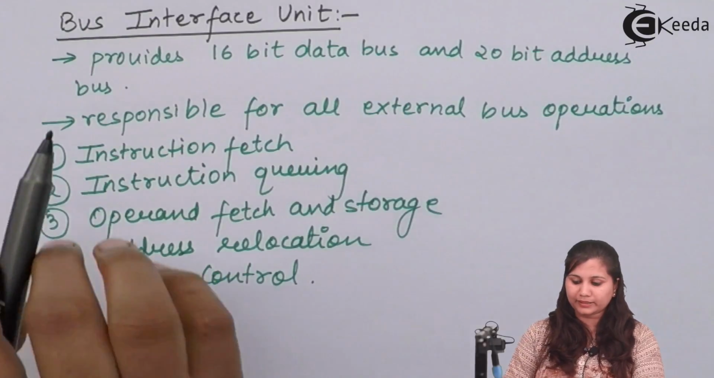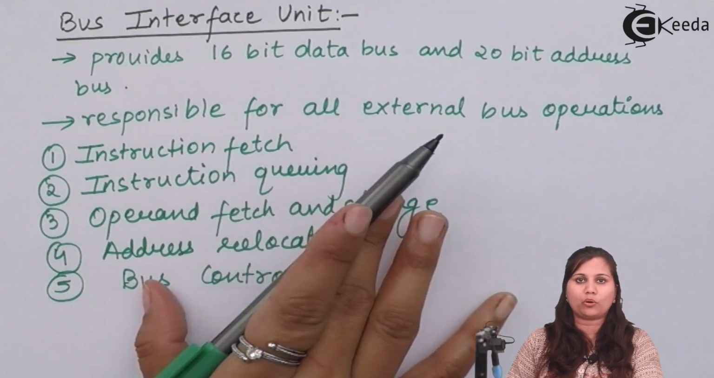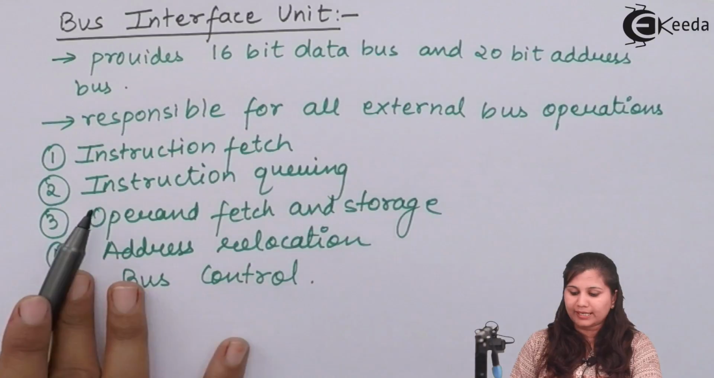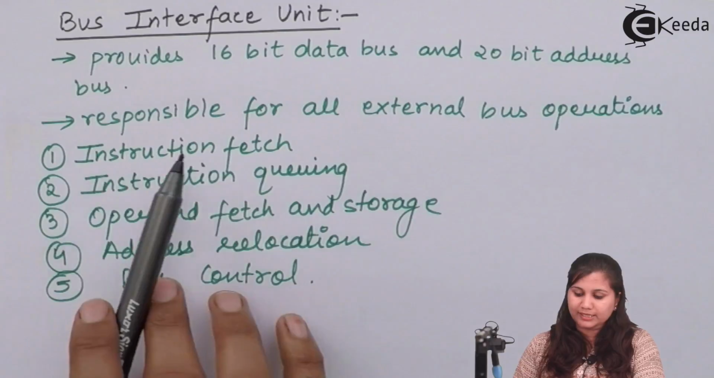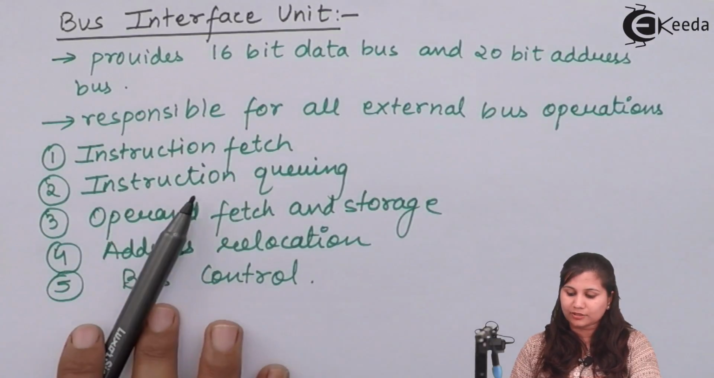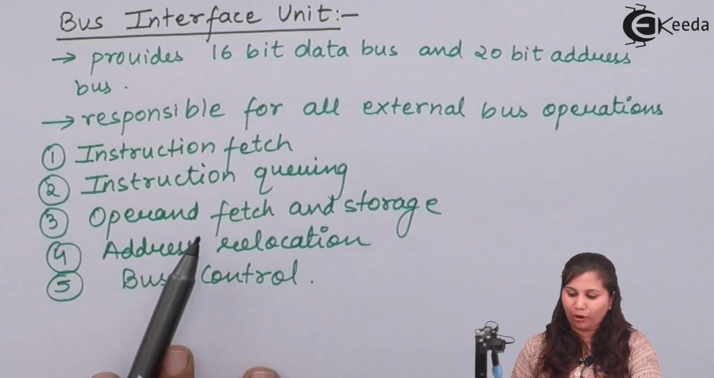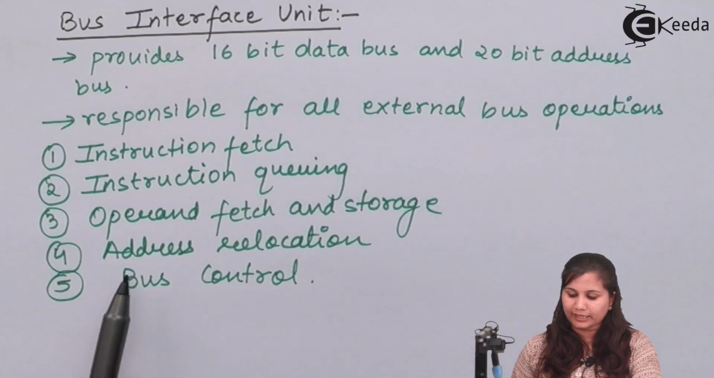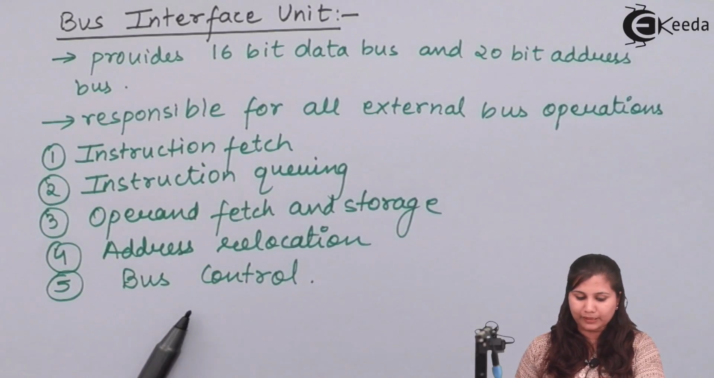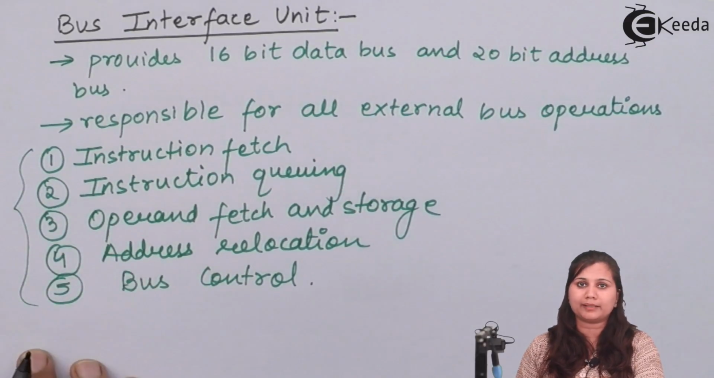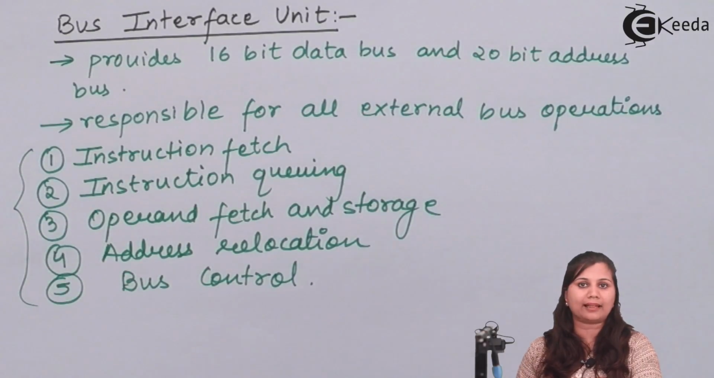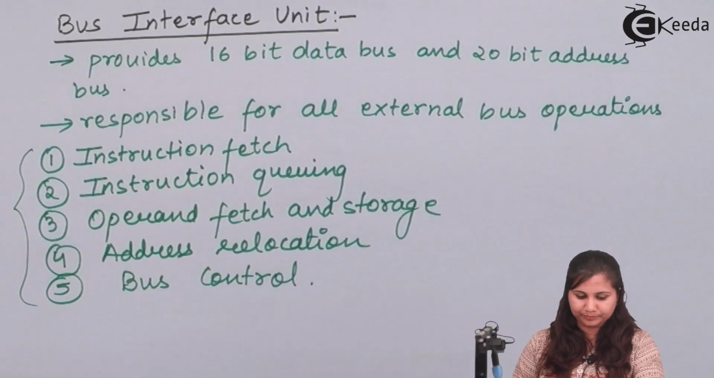So this bus interface unit is responsible for all the external bus operations. We have 5 functions performed by the BIU. First is the instruction fetch, second is instruction queuing, then third is the operand fetch and storage, then address relocation and bus control. All these 5 operations are performed by the bus interface unit using the 16-bit data bus, address bus, the address adder and the instruction queue.